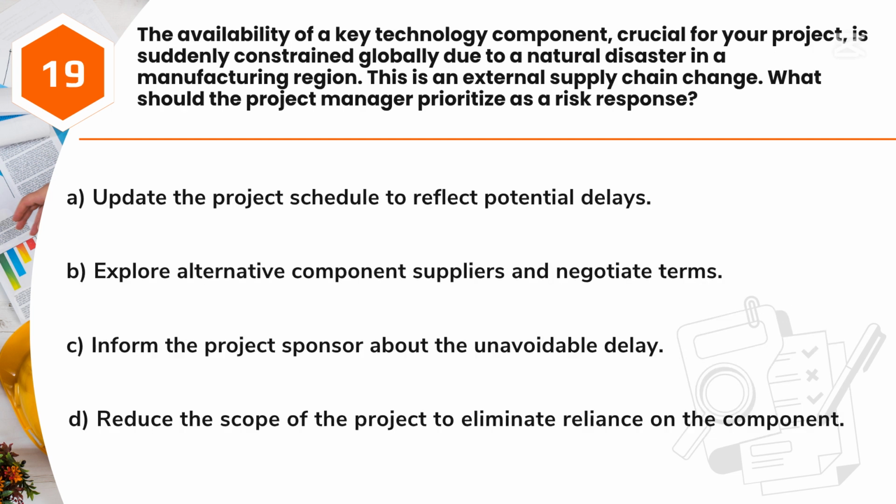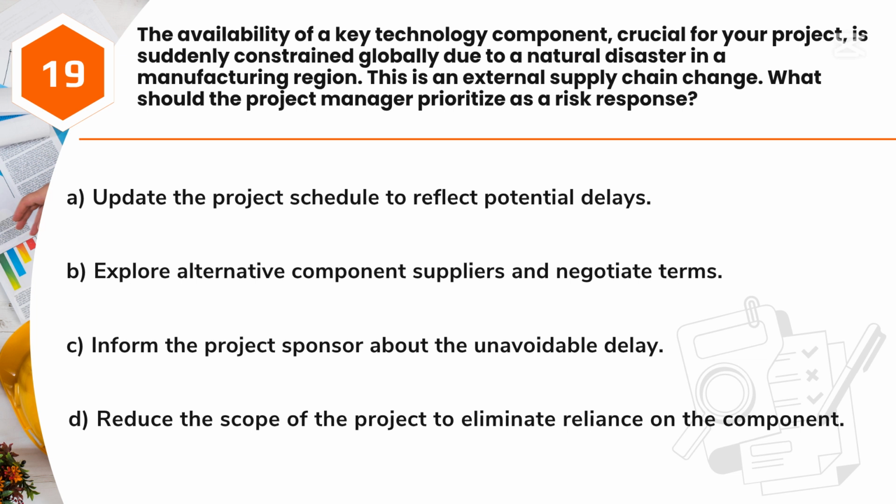Question 19. The availability of a key technology component, crucial for your project, is suddenly constrained globally due to a natural disaster in a manufacturing region. This is an external supply chain change. What should the project manager prioritize as a risk response?